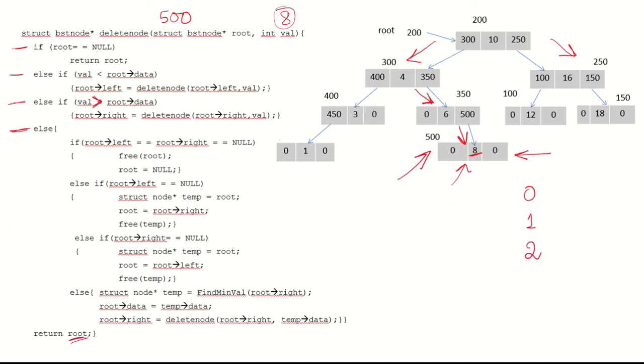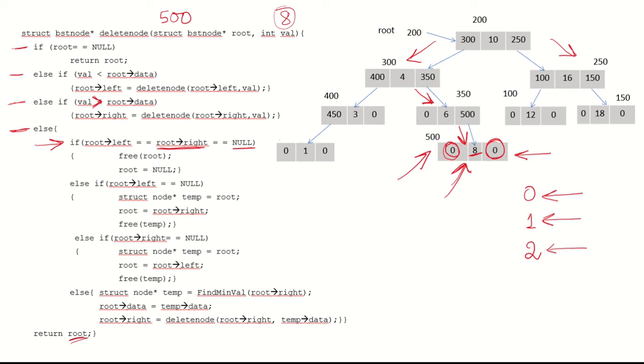And how can we check that? By checking its left and right pointers. If both the pointers are null, that means it is having 0 children. If only one is null, that means it has 1 child. And if both are having some values, both are not null, that means it is a node with 2 children, and now we have to proceed accordingly. Here we know that both the left and the right child pointers are null. So we are coming to this statement, if root arrow left is equal to root arrow right is equal to null.